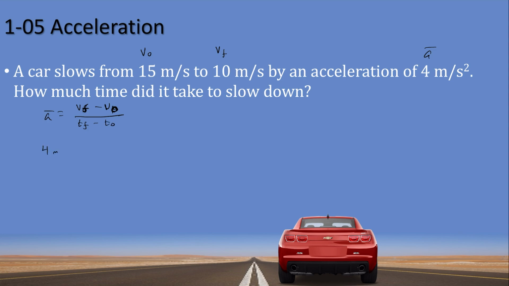So our acceleration is 4 meters per second squared. But it is slowing down. Since it was going forward and slows down, this acceleration has to be negative because the car goes forward but is slowing down, so the acceleration has to be negative. Final velocity is 10 meters per second. Initial velocity is 15 meters per second. And we're looking for our change in time. So let's just call it change in time.